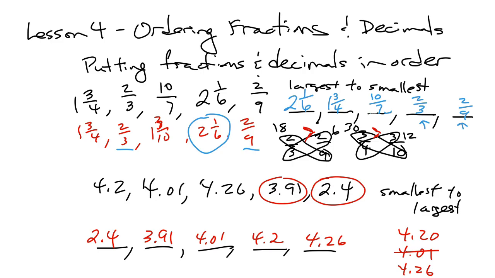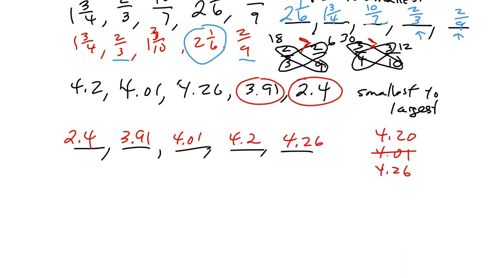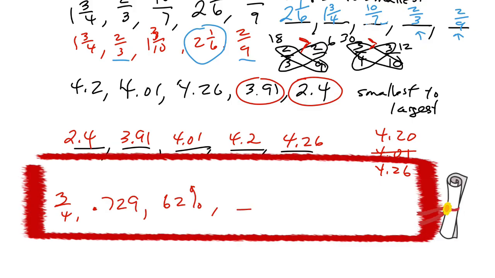I guarantee you, you will have one of those kind of problems on your test. Guarantee. The only thing that'll be different is that they're going to start mixing them. They're going to mix the numbers up and add in a couple of other things. So you might have 3/4 and 0.729 and 62% and so forth. And we'll learn how to do that coming up real soon. But it's basically the same. Okay?